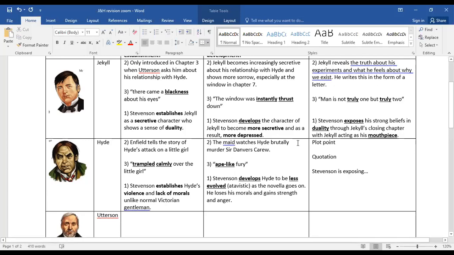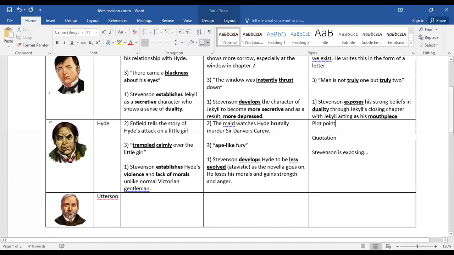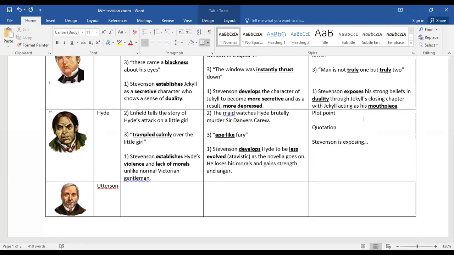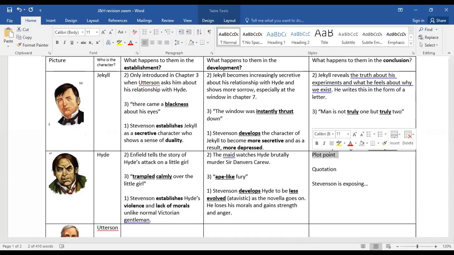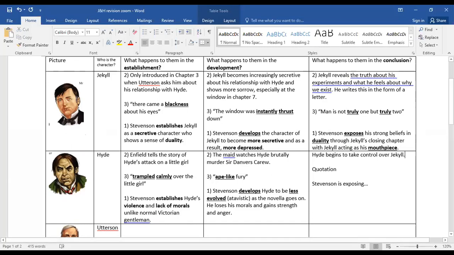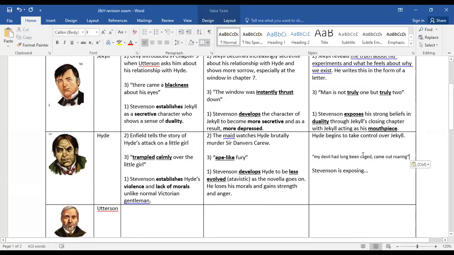And then finally, your third paragraph. You've got your first paragraph, your second, your third. So the crucial quotation you want to talk about in this final one, when it comes to Hyde, is in Jekyll's letter. We talk about how Hyde fully takes control. Hyde begins to take control over Jekyll, so Jekyll can no longer control him. Jekyll has been trying to repress his emotions, and Hyde manages to come out. And the crucial quotation for the end: "my devil had long been caged, came out roaring."